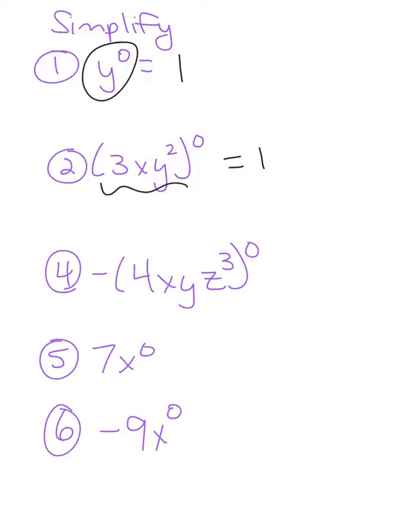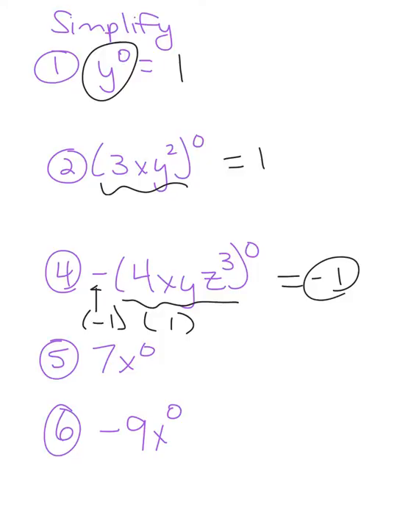Now 4 is going to be a little different. In working with exponents, order of operations is very important. So in parentheses, I have 4xy, z to the 3rd, raised to the 0 power. So that will be 1. However, I can't forget about this negative. That's saying take negative 1 times what I have in the parentheses, which is 1. So my final answer in this case is negative 1.